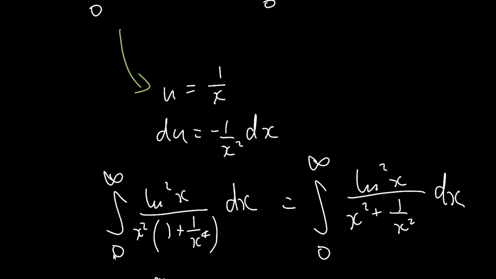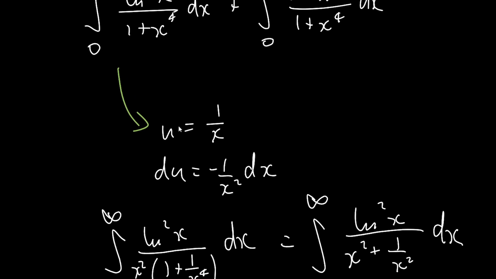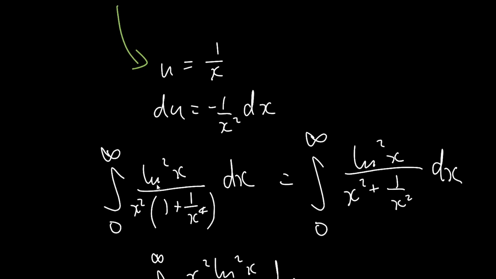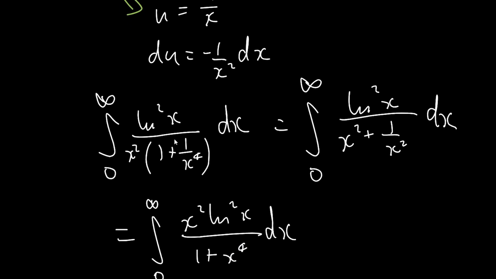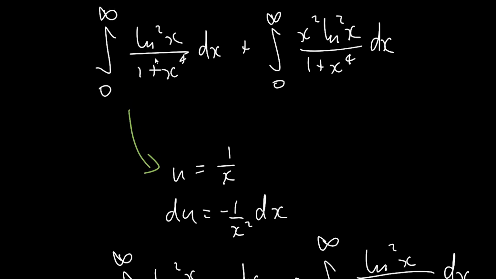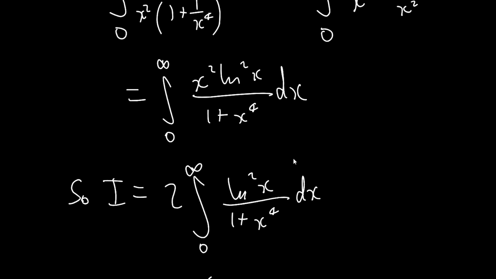Well, our bounds are going to stay the same, because they're going to flip once from the substitution, and then we can use the minus sign to flip them back to normal. And now we have ln squared x over 1 plus x to the 4 becoming ln squared of 1 over x times x squared over 1 plus 1 over x to the 4. And then if you times the bottom by x squared, we just get x squared ln squared x over 1 plus x to the 4. So this integral is the same as this first integral here, which is this one. So really we just have 2 lots of this first integral that we want to work out.